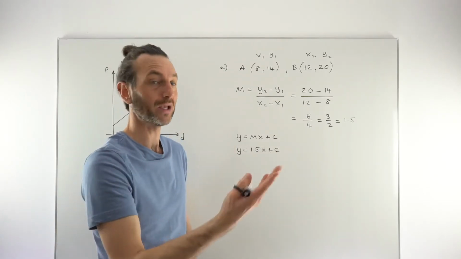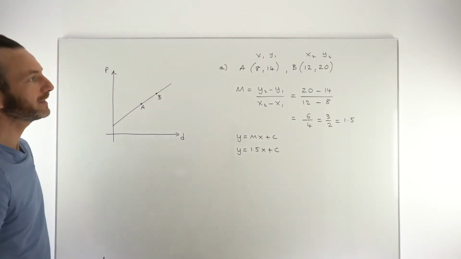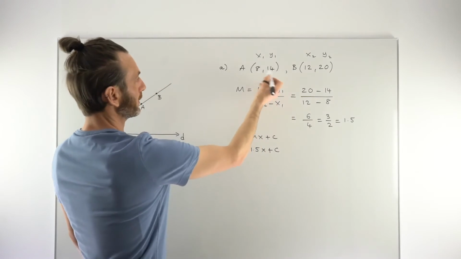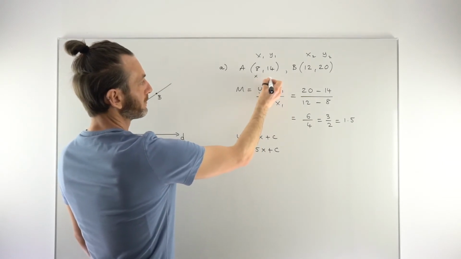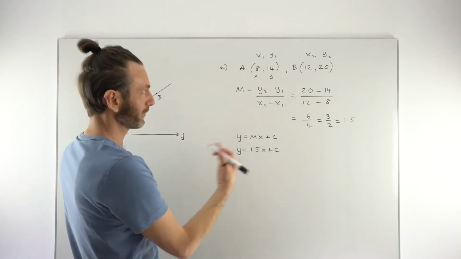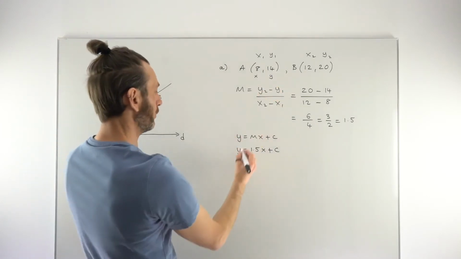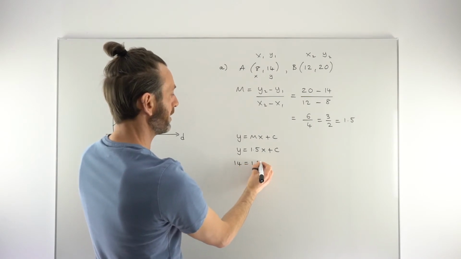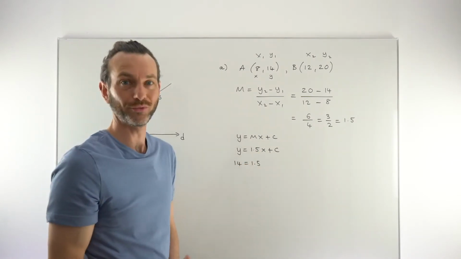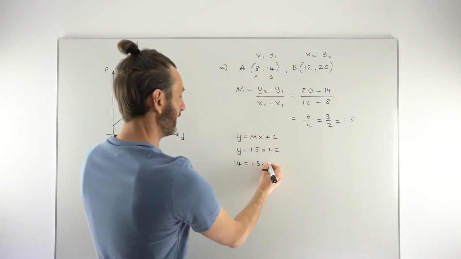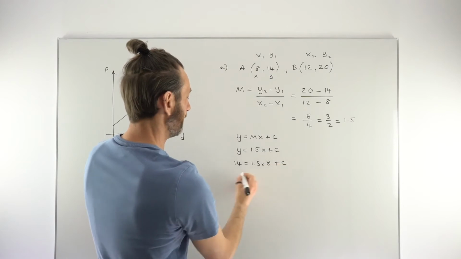That's the second step. To find the c value, just take one of your points, doesn't matter which one. I'm going to go for maybe this one, and this is going to be our x value, and this is going to be our y. So there's a lot of labeling of points in these questions, but it's a very standard process. So the y is 14, that's going to go here. Keep the 1.5. Remember, 1.5x means 1.5 times x, so that's going to be multiplying to the x value, which is 8, and then plus c.